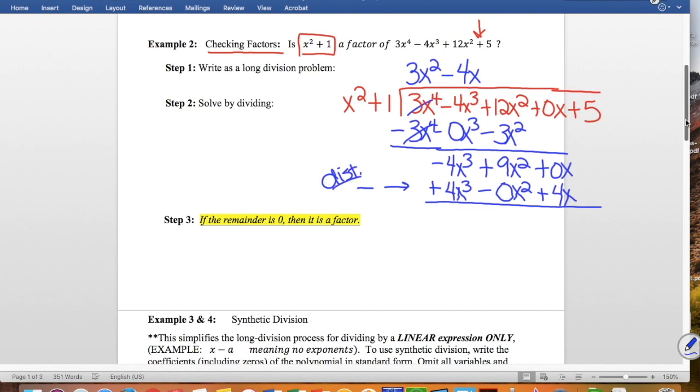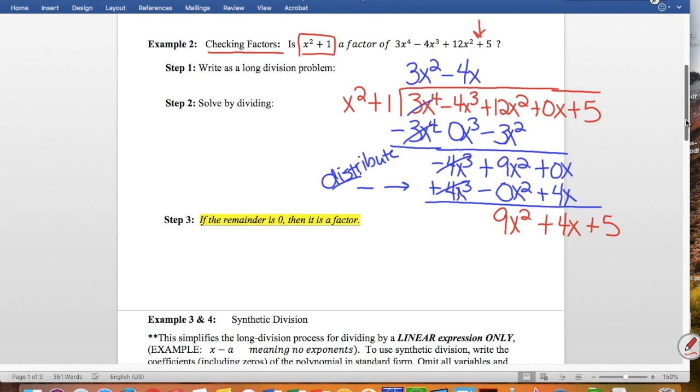You must distribute. I'll write it out so you can see what I'm doing. You must distribute that negative. Negative 4x cubed, positive 4x cubed adds to 0. 9x squared minus 0 basically becomes my positive 9x squared. And then 0x and 4x is positive 4x. Okay, I'm going to bring down my positive 5, and I'm going to do it one last time.